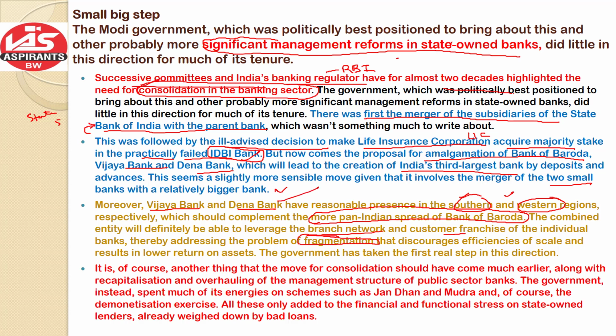And the author says that this move for consolidation, it should have come much earlier, along with the recapitalization of the banks plus the management structure. Okay, overhauling of the management structure of the public sector banks. So till date we are doing the consolidation of the banks. Okay, the government has given a recapitalization package, right? So the problems are addressed through consolidation and the recapitalization. Now the only thing is the management structure. Now the government needs to look at the management structure, and the author says that till date the government has not focused on the management.